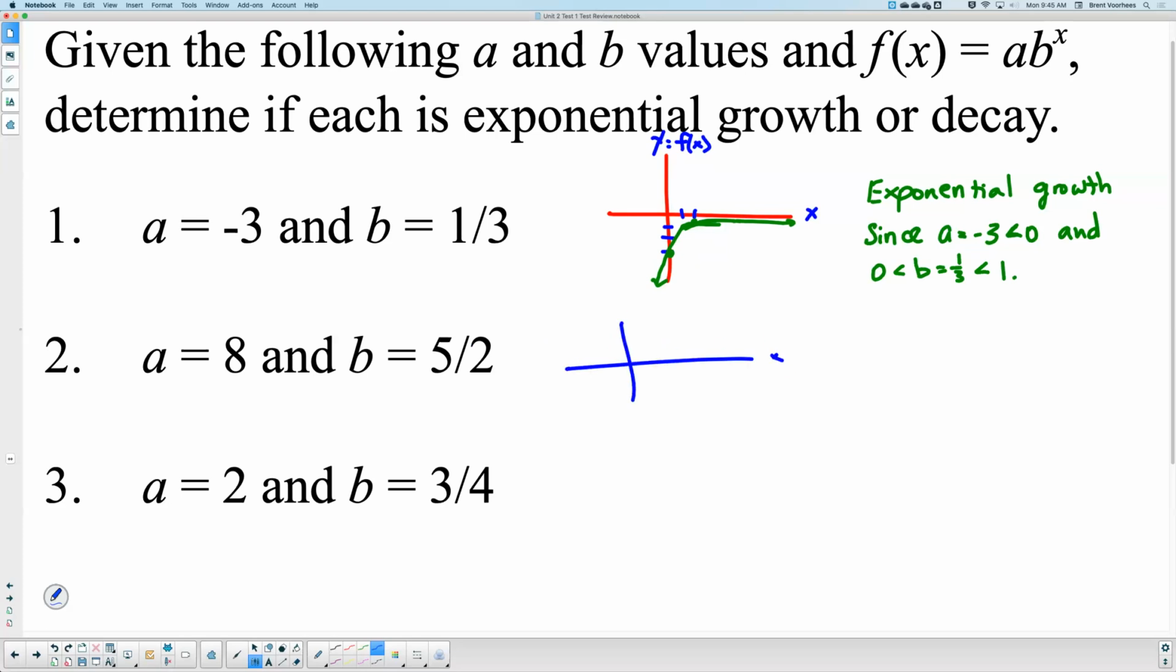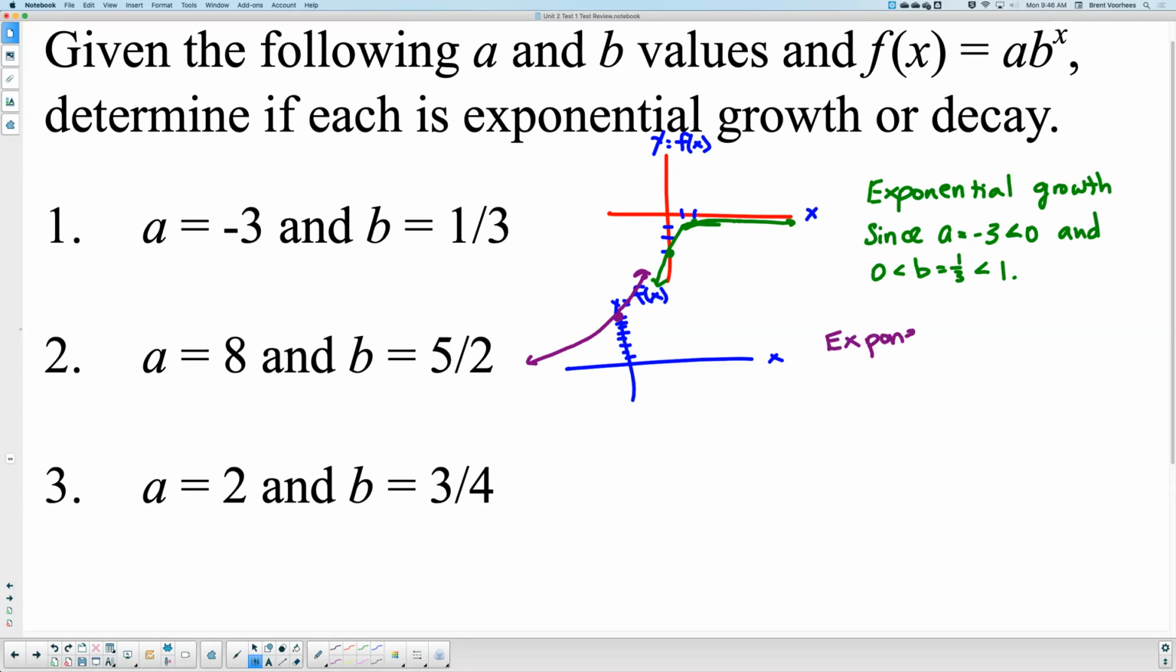Where's my initial value going to be? 8. So 1, 2, 3, 4, 5, 6, 7, 8. Let me get way up there. All right, so I plot this point at 8. And then I multiply by 5/2, which is the same thing as multiplying by 2.5. What's 8 times 2.5? Yeah, 20. It's going to go way up there. So this graph is going to come in and look like this. What is that? You'd say it's exponential growth.